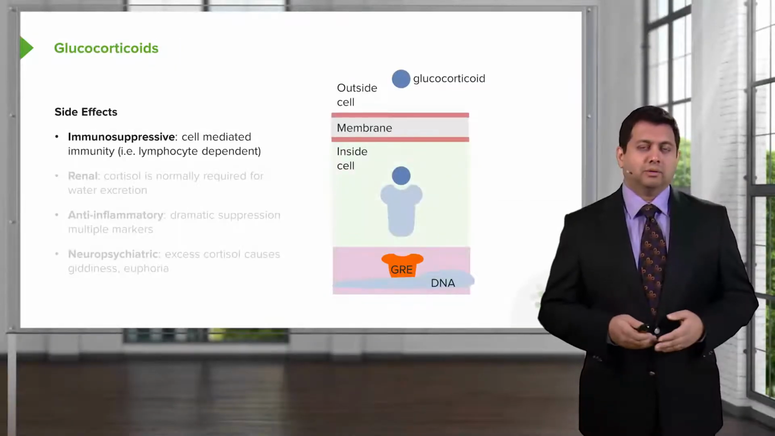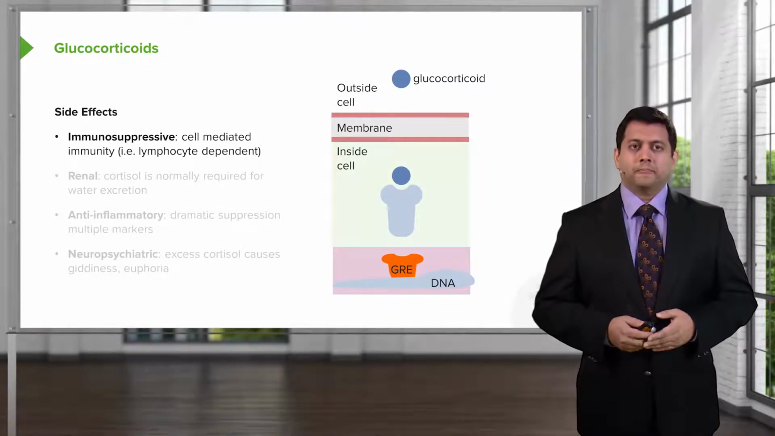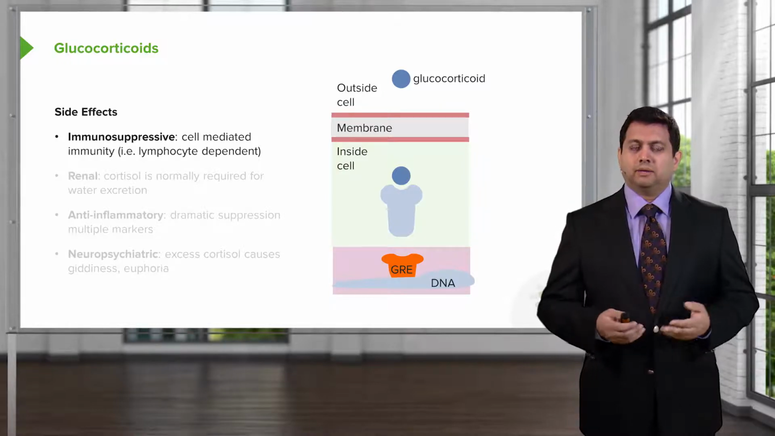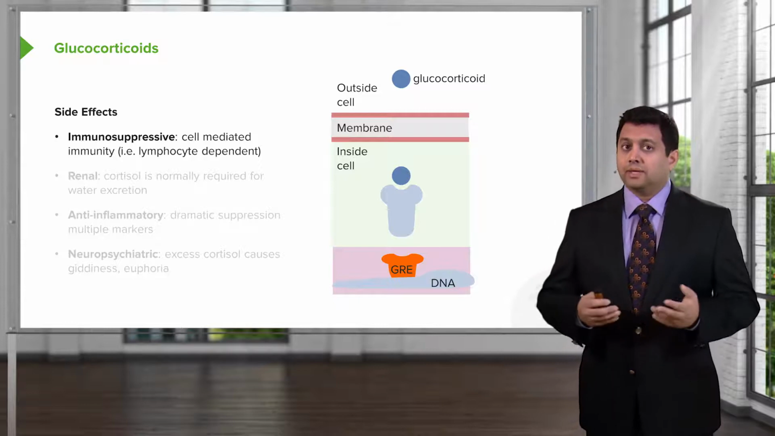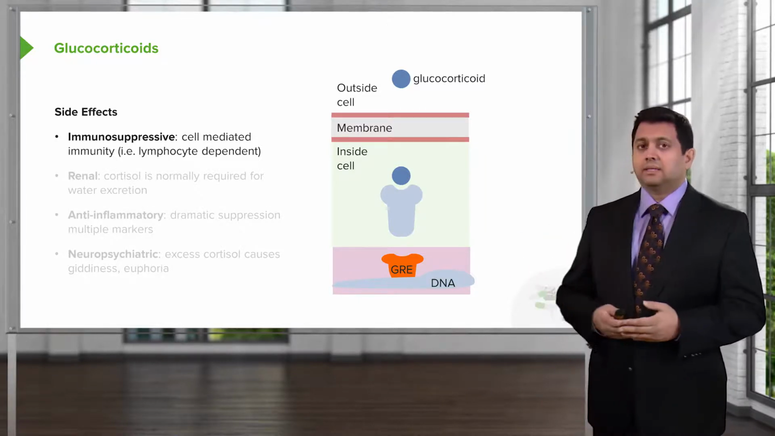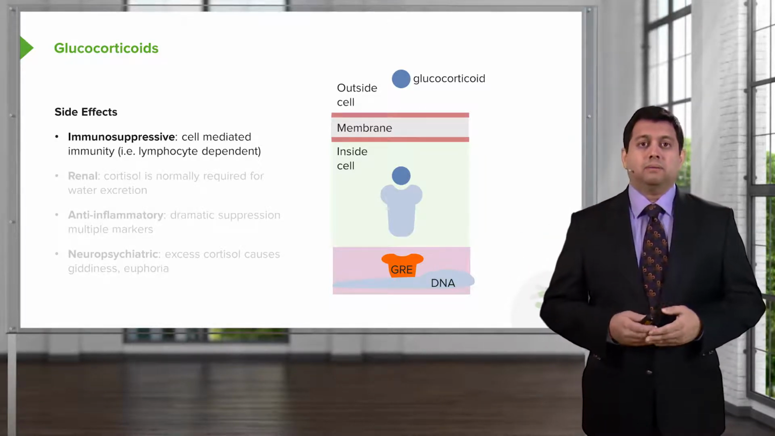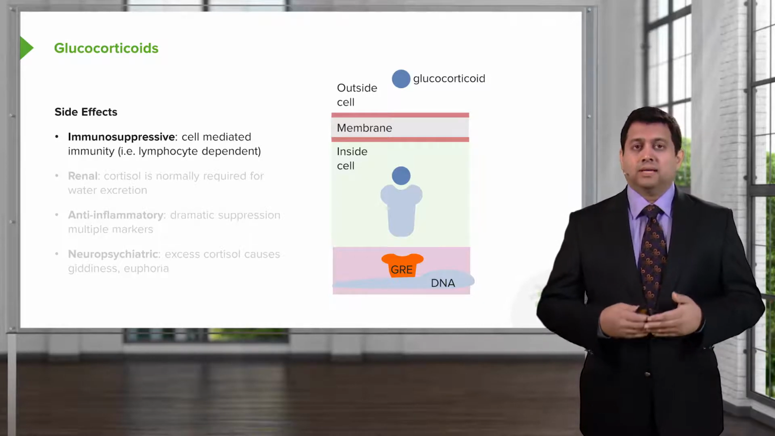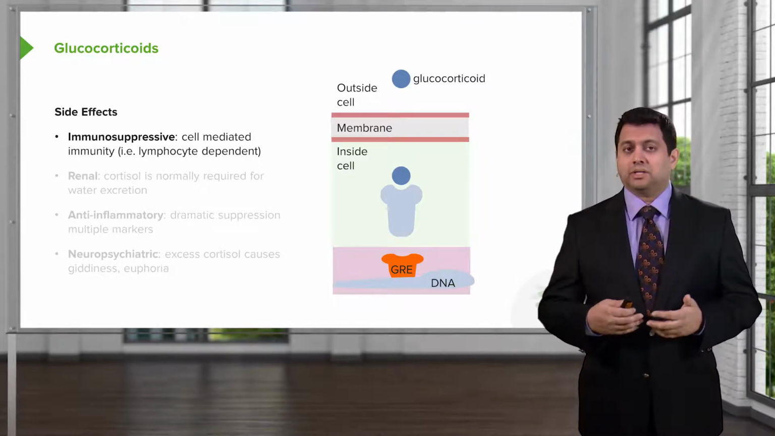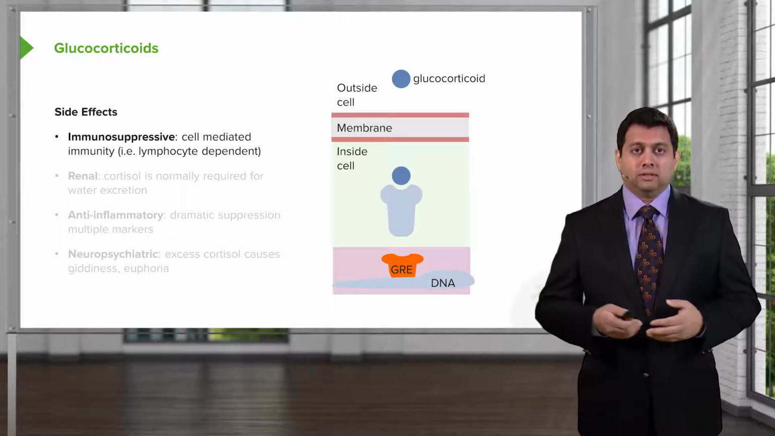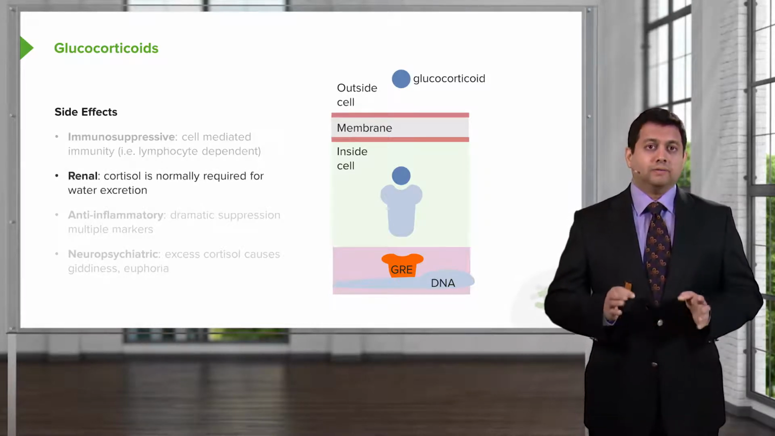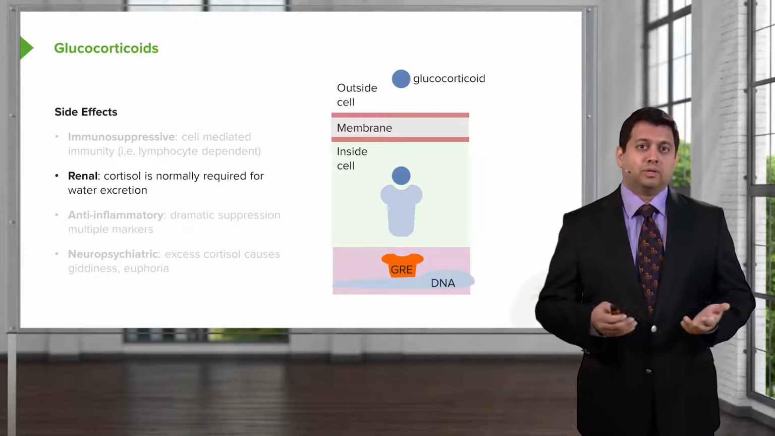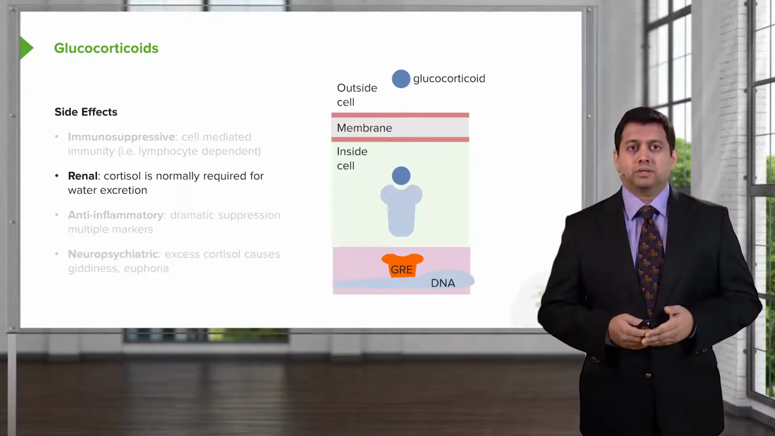Side effects can also be immunosuppressive as well. Cell-mediated immunity can be affected by long-term glucocorticoid use. For example, lymphocyte-dependent infections can become more rampant, and so you have to be very careful of patients developing severe viral infections or increased susceptibility to viral infections. Renal function can be compromised. Remember, cortisol is normally required for water excretion.